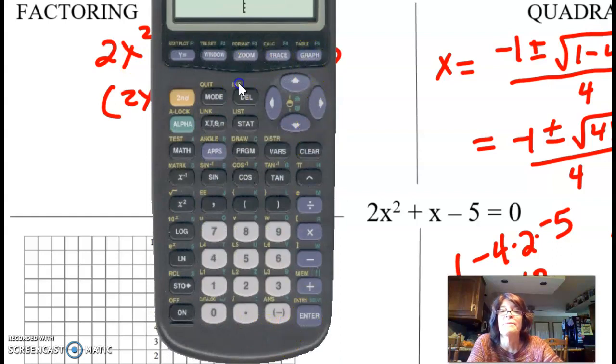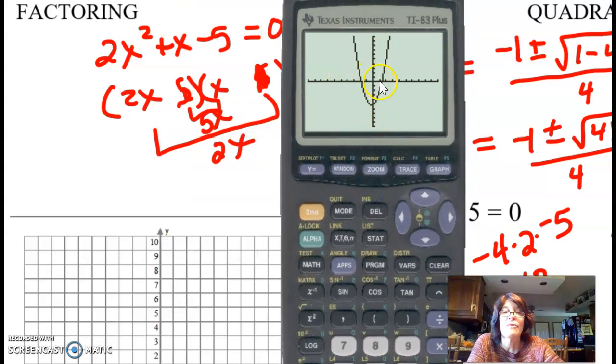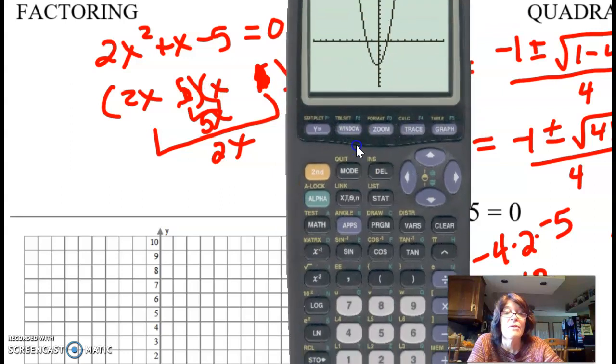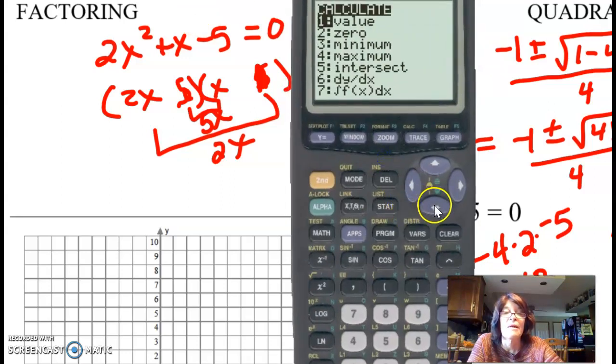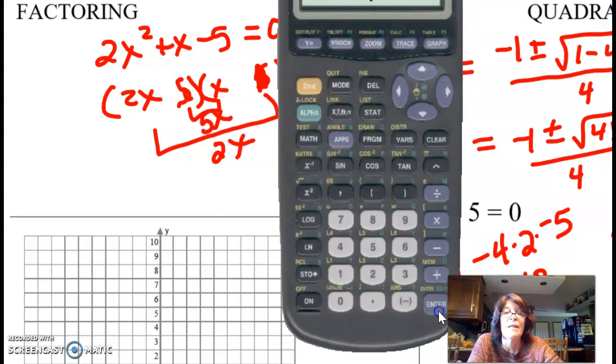If I graph it, it looks like it's going through about 1.5, but I know from my work that it's actually 1.35. And this looks like it's going through -2, doesn't it? But it's not. It's going through -1.85. If you want to know the exact zeros, you can calculate that by hitting second, calculate, which is right here above trace. And it says, what do you want to calculate? Well, I would like to calculate the zeros, where this function equals 0.